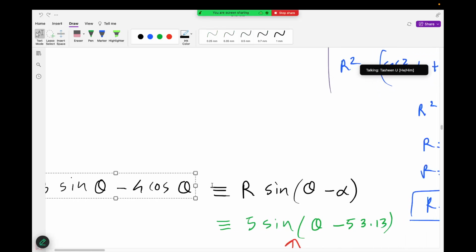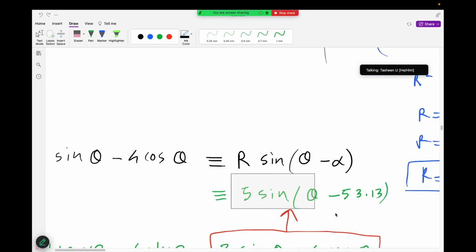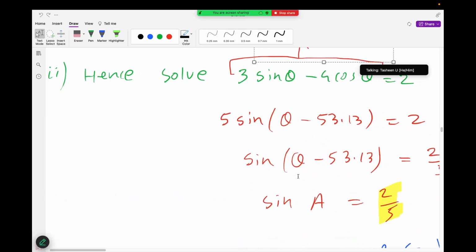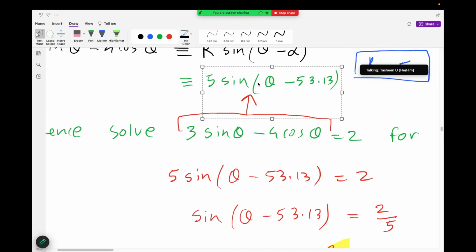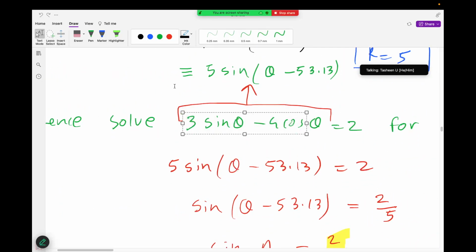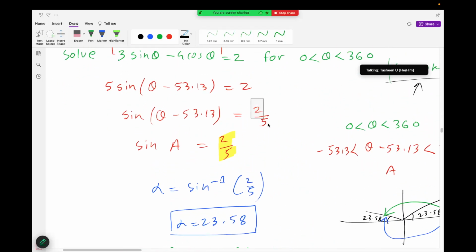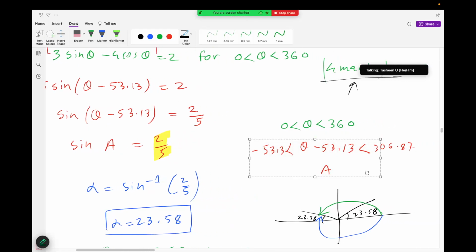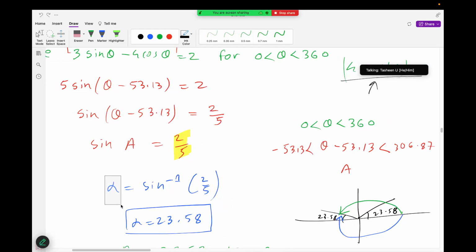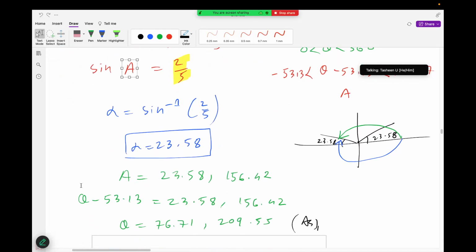Now in part 2, they will tell you to solve this thing equals 2. Now we have written this thing as this thing, so you can solve it by replacing it with what we have just written. Now you have only one identity, and you can solve it. Divide 2 by 5. Again the same thing: take the inverse, fix the range, substitute, take alpha as the basic angle, and then calculate theta. All the same procedures.